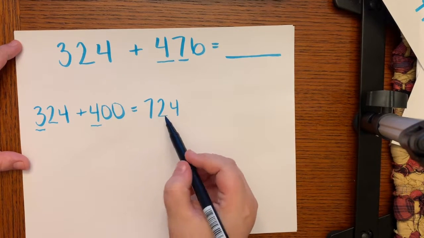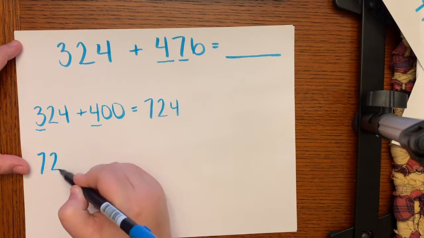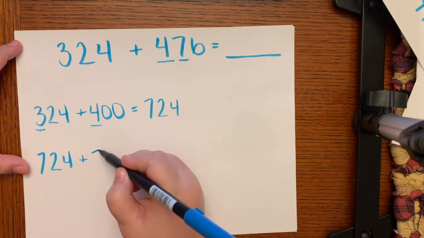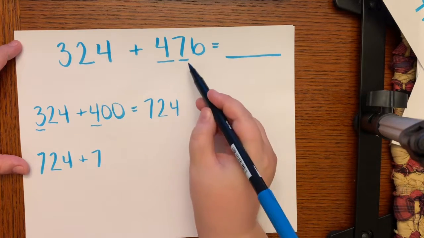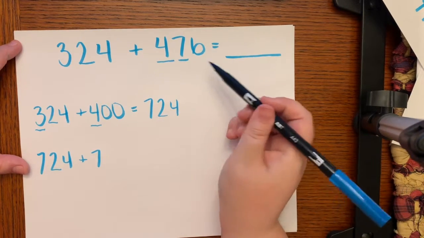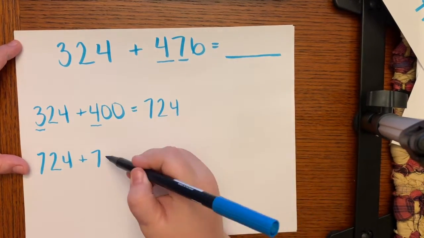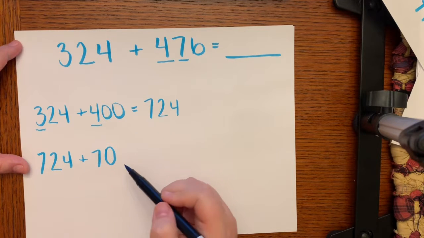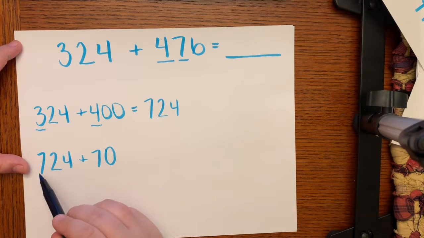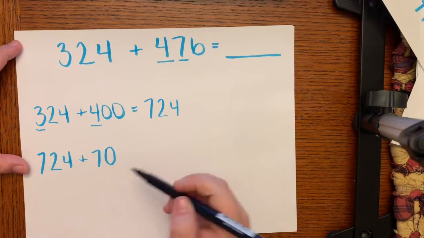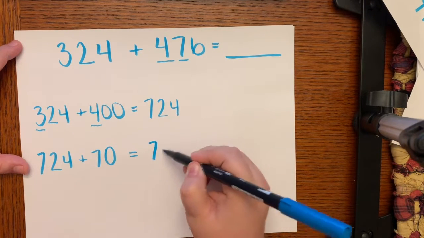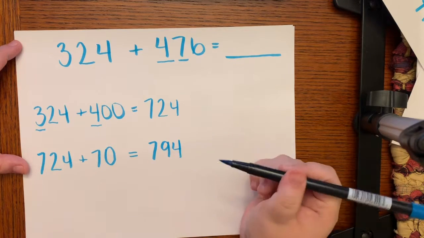Now we'll add the tens. So we'll take our partial answer, 724, and add 70 to it. Remember, since the 7 is in the tens place, we need to make sure that we write it as 70 and not just 7. And again, the ones place will not be changing here because the ones place in 70 is 0. So we're going to take 724 and add 70, and we're left with 794.